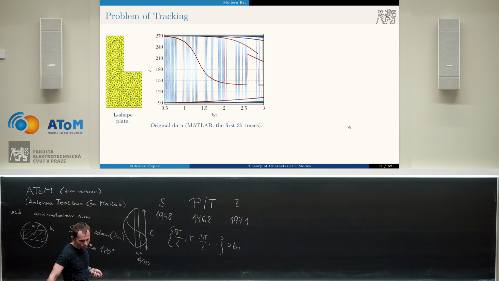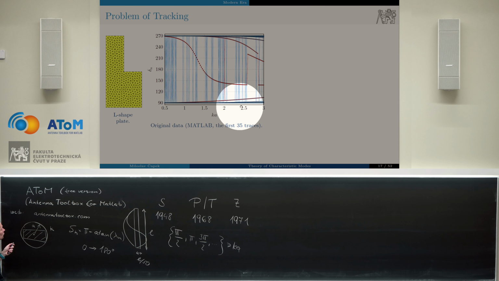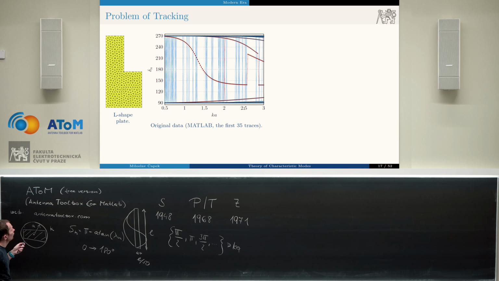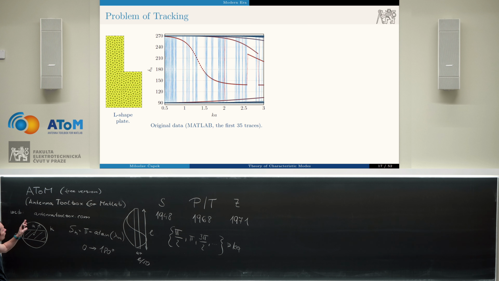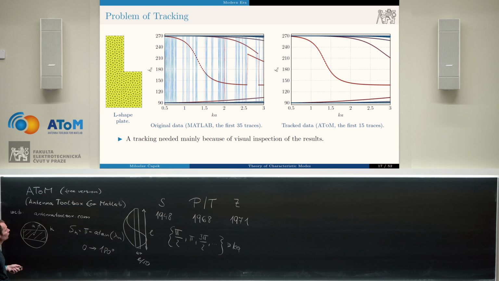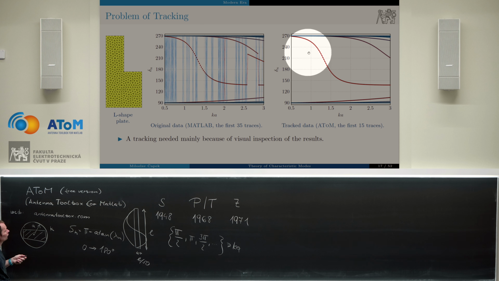Okay, so here I would basically jump to another topic, which is the problem of tracking. And this is actually a problem you will always face too, because normally what you get from your decomposition, when you sweep electrical size or frequency, is a picture like this one. And you can see that it's extremely scattered. All the lines are basically switching between each other. But what you would like to see is a figure like this here on the right-hand side.